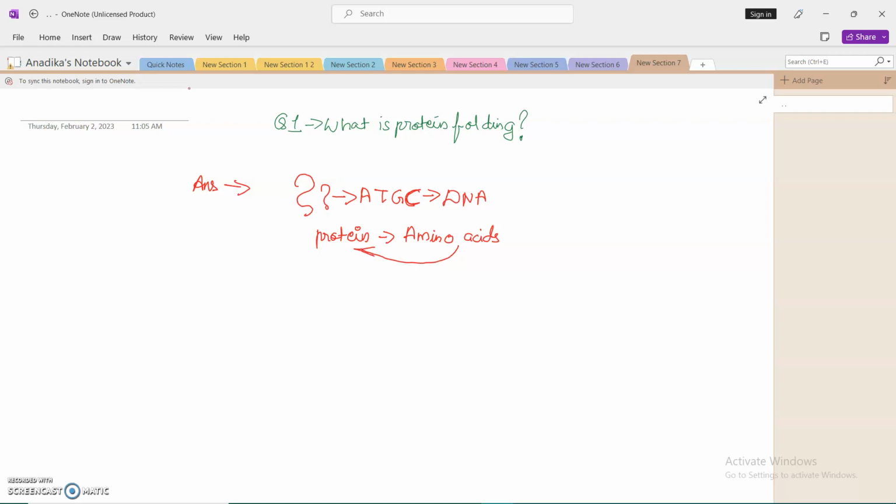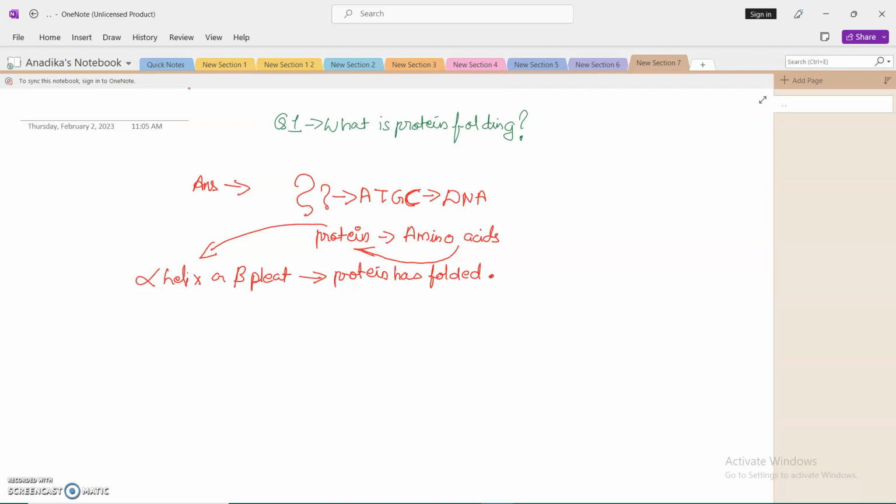So when these proteins form a chain, it forms alpha helix or beta pleat. Then we say that the protein has folded. All right.